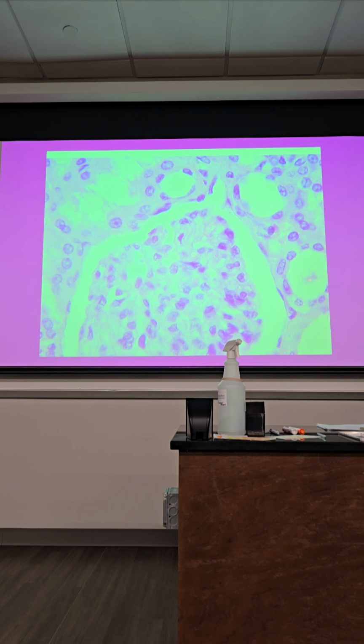The cloudy one, we're gonna call this the PCT. And the other one is the clear one, distal convoluted tubule, DCT. So are you okay with the abbreviations or you want the whole? No, write it out. Please write it out.